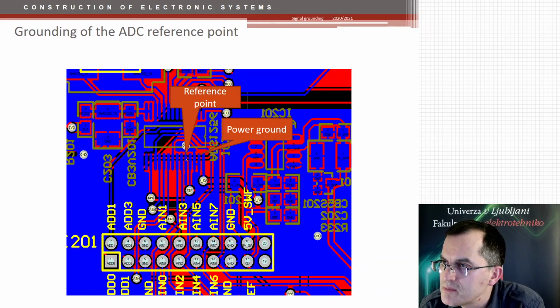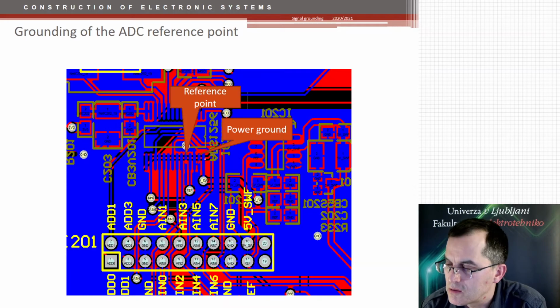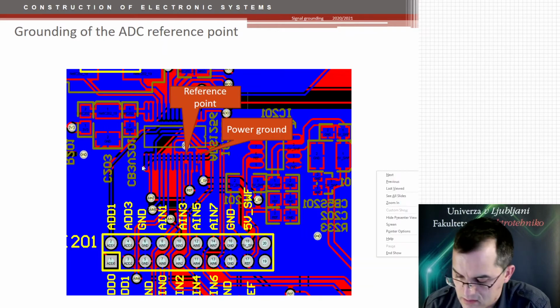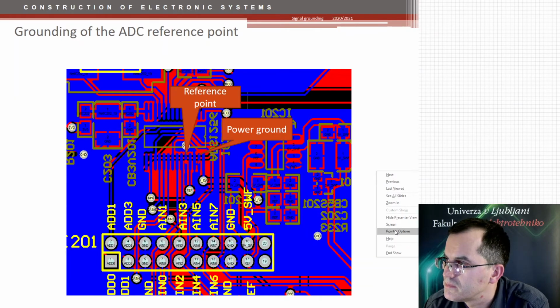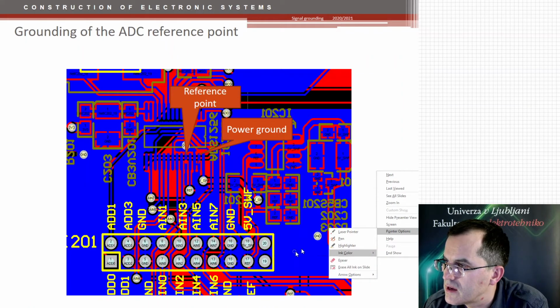Our reference point is here, a power ground is there. I will now switch colors. Come on, I can't switch colors. I can. Okay, pointer options, color yellow.